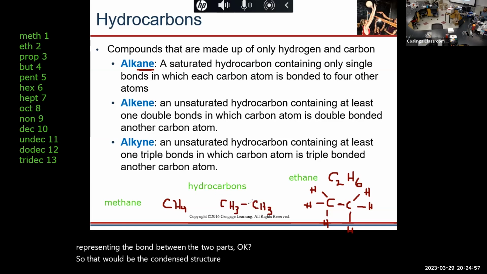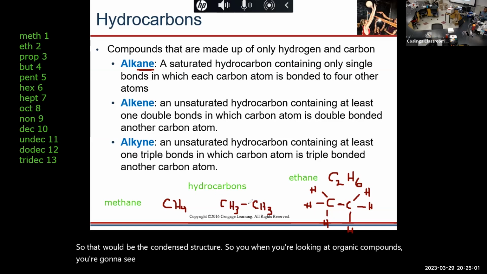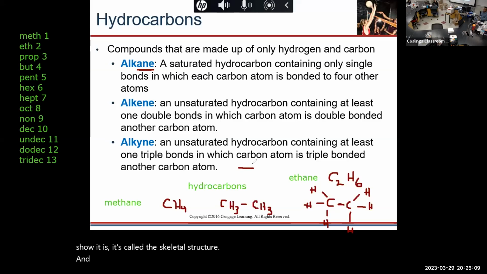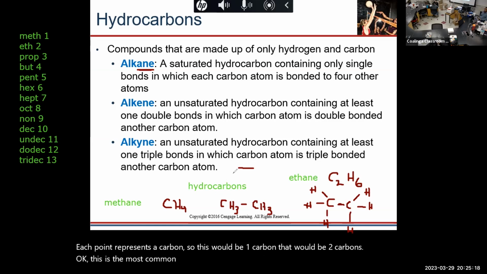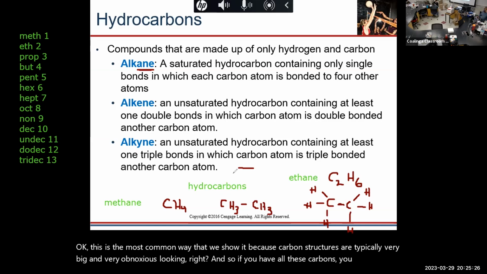So when you're looking at organic compounds, the other way that you can show it is called the skeletal structure. In the skeletal structure, each point represents a carbon. So this would be 1 carbon, that would be 2 carbons. This is the most common way that we show it because carbon structures are typically very big and very obnoxious looking, right? And if you have all these carbons, you get tired of writing C, H, C.